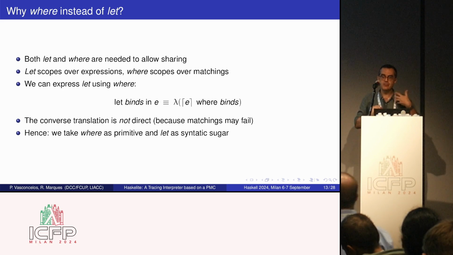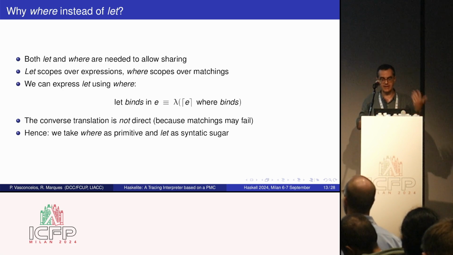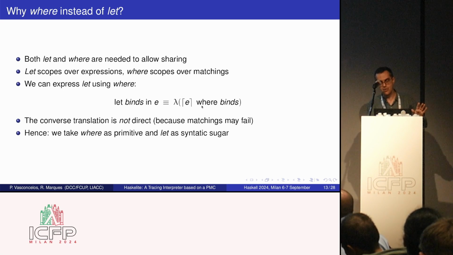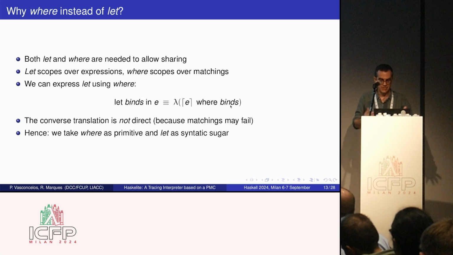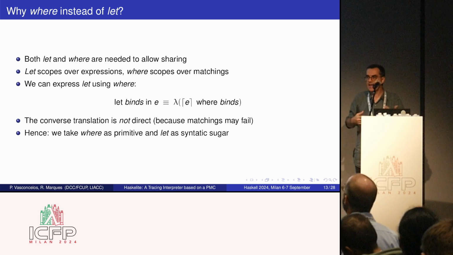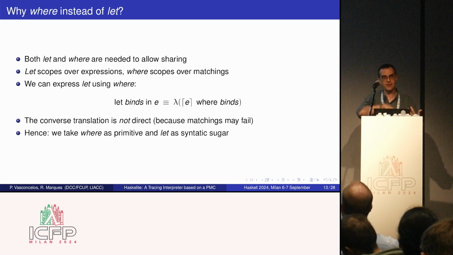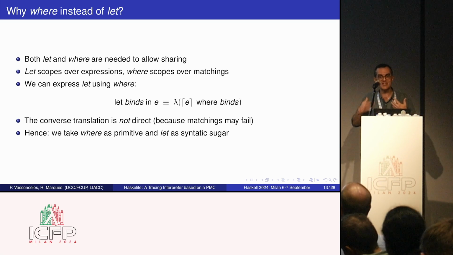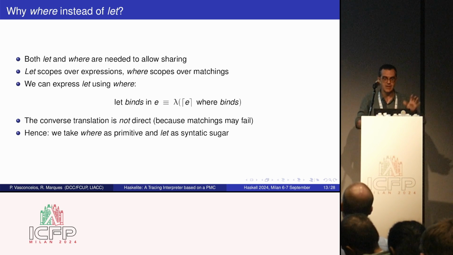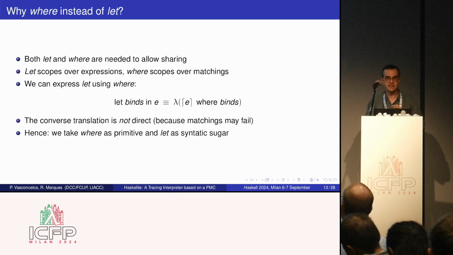And it turns out that you don't actually need the let, because you can define the let by a simple translation into a where. So let will be a lambda with no argument that just has the expression where the bindings. This way, I can just have one of them. Well, you could ask, why did I choose the where and not the let? Well, the let isn't so easy to use as a primitive for defining the where, because matchings can fail and expressions don't fail. When you get an expression, you can't go back and say, oh, that was not the case I wanted to treat. So I take where as a primitive and let is syntactic sugar.